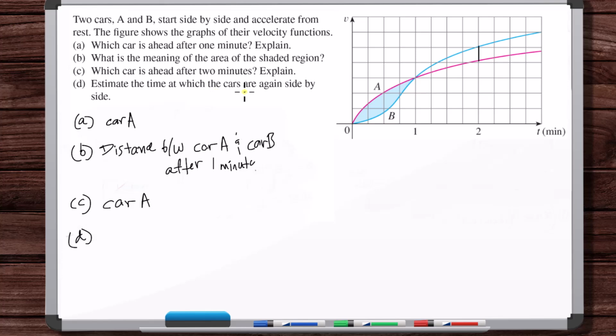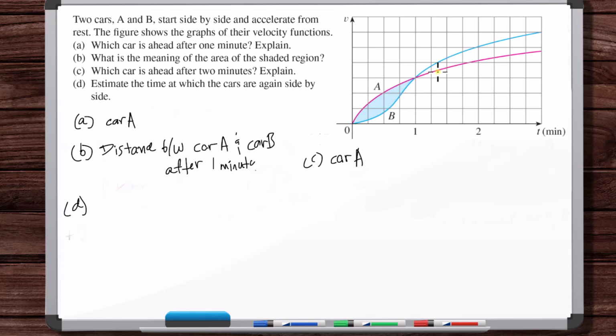Estimate the time at which the cars are again side by side. All right, so to estimate when the cars are side by side, what we're trying to do is find at what time does the area between these curves, as it adds up, at what time does it, boom, now this area is equal to this area.